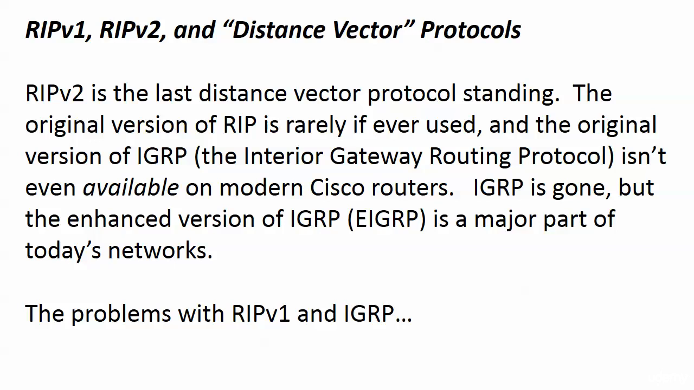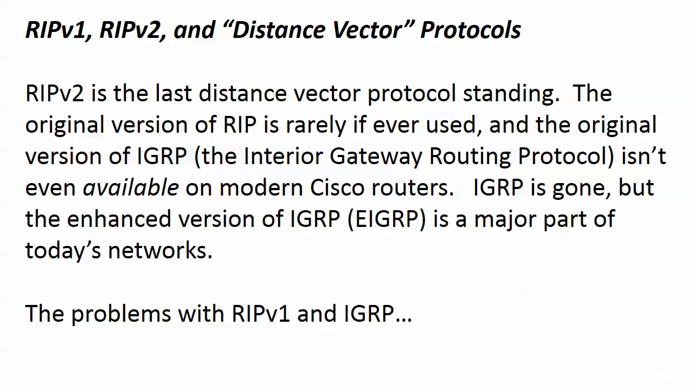So you're probably thinking, hey, Chris, why are you bringing it up? Well, not only should you know that IGRP was a distance vector protocol, but the enhanced version of IGRP, which is EIGRP, that's what the E stands for, enhanced, is a major part of today's networks. You can't go anywhere without running into EIGRP, and it's going to be all over future exams as well. But for right now, we're going to stick with our distance vector protocols.